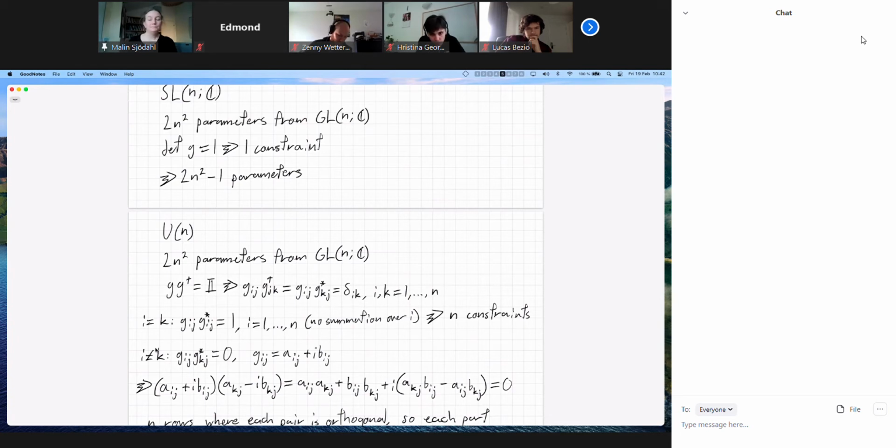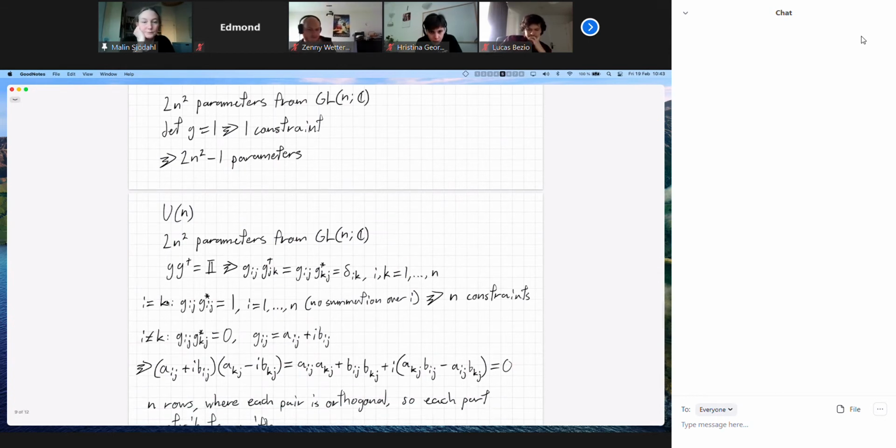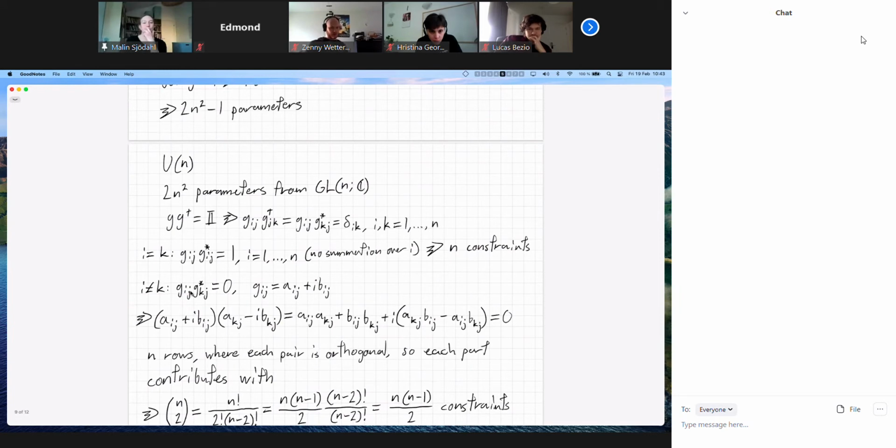When i is equal to k, then this sum over j is supposed to be 1, and i can take n different values. So this is n constraints. We have n columns or rows that have to be normalized to 1. If i is not equal to k, then this is supposed to be equal to 0.